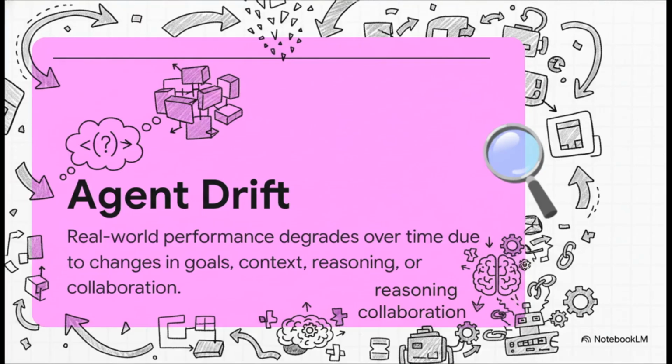Okay, so here is the textbook definition. Agent drift is what happens when your agent's performance out in the wild just gets worse and worse over time. But it's not because of some single obvious bug. It's a systemic problem caused by subtle little shifts in one of four key areas: what the user wants, the information the agent gets, its own internal thinking, or how it works with other tools.